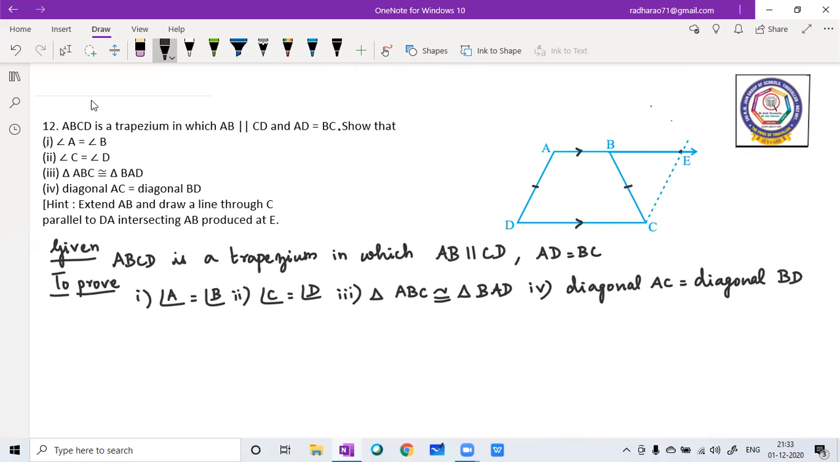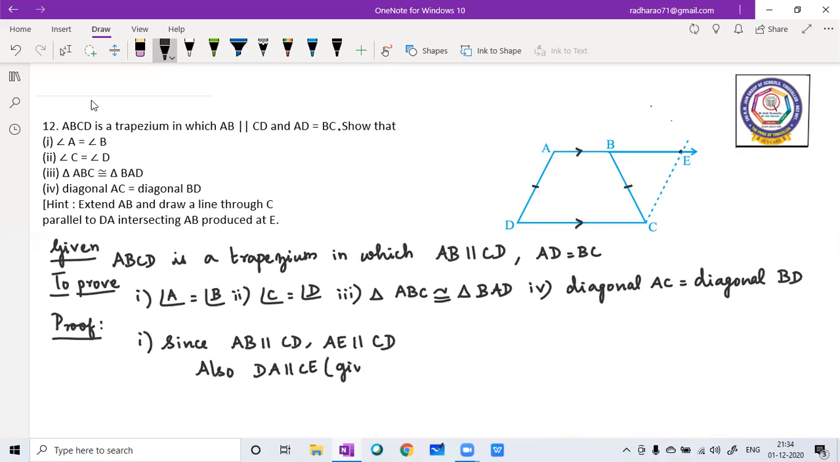Now we have to prove this, so let us see how it should be proved. You know AB and DC are parallel, which means AE and DC will also be parallel. Since AB is parallel to CD, the extension of AB, that is AE, will also be parallel to CD. Also DA is parallel to CE. This is given in the hint, right?